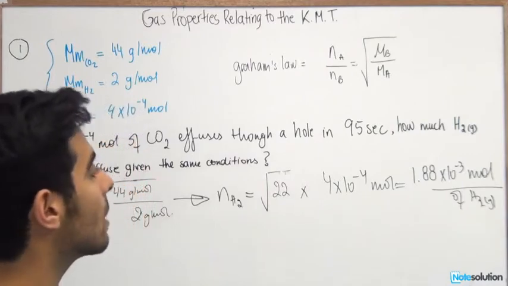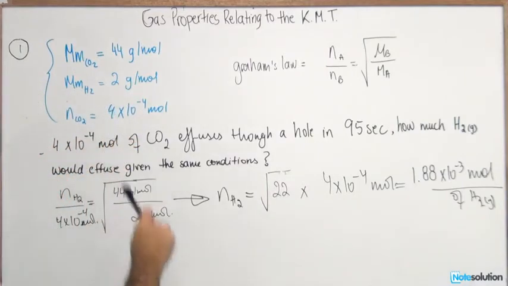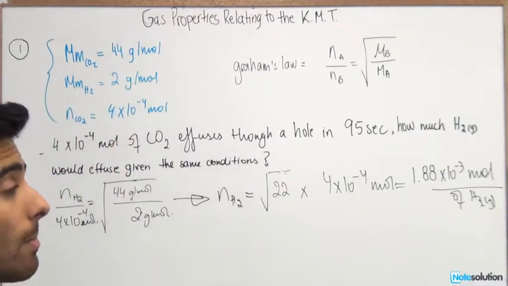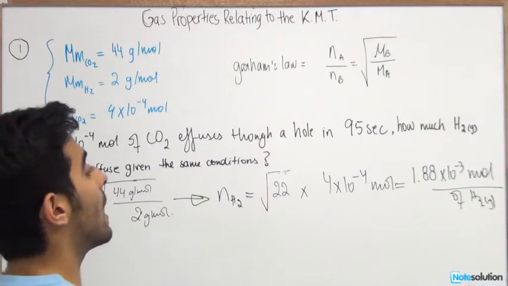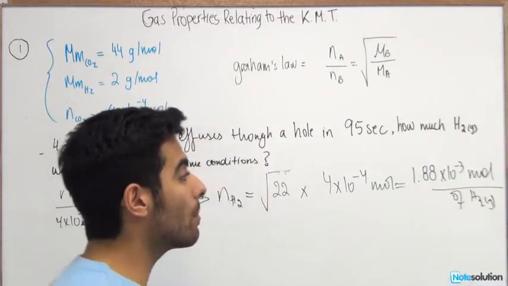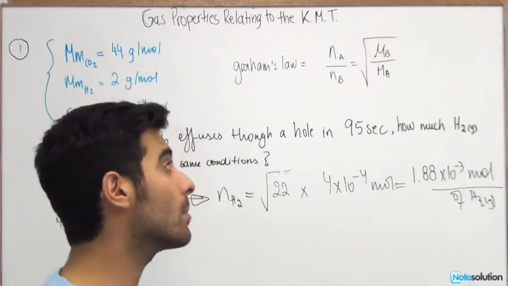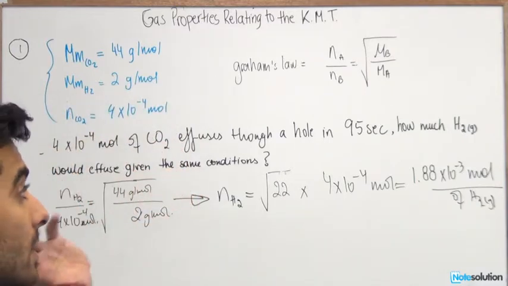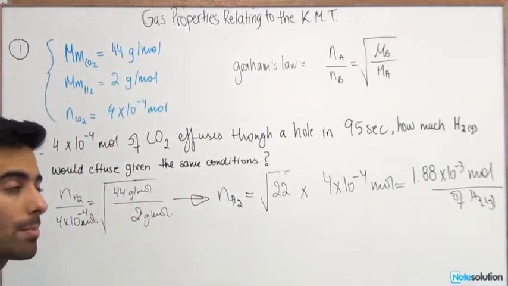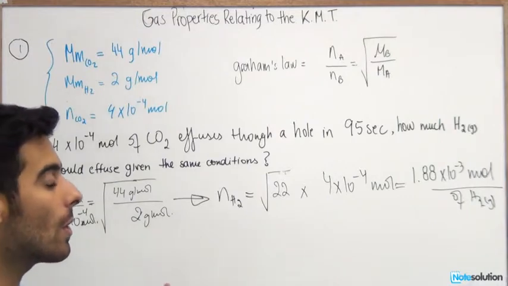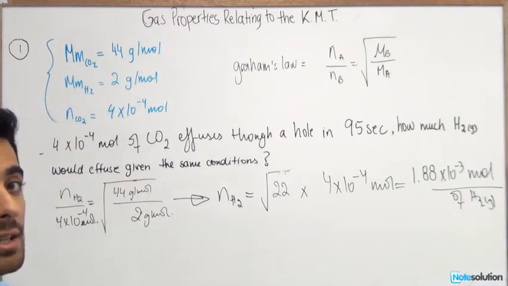Now, let's take a look at the numbers. Here we have 4 times 10 to the power minus 4 moles, while for the hydrogen we had 1.88 times 10 to the power minus 3 moles in the same exact conditions, same temperature and pressure. So these answers should make sense to you.